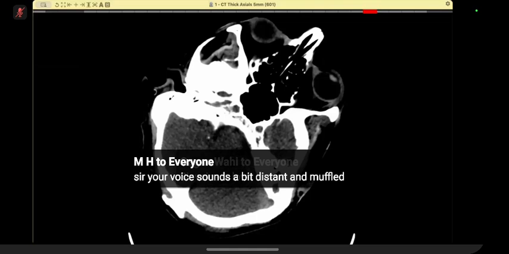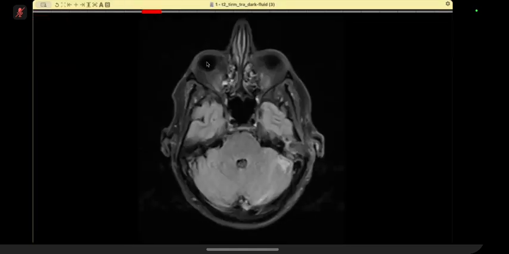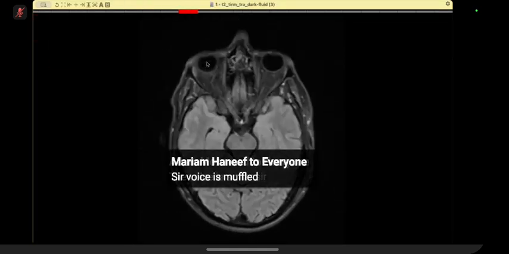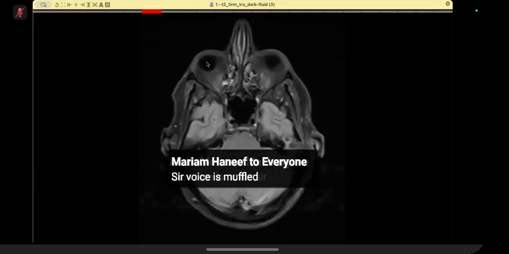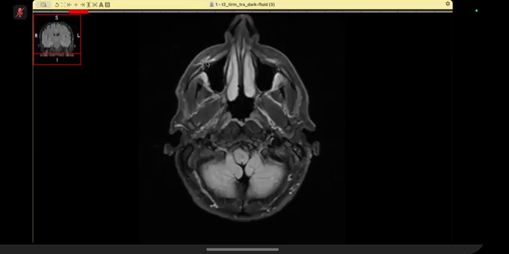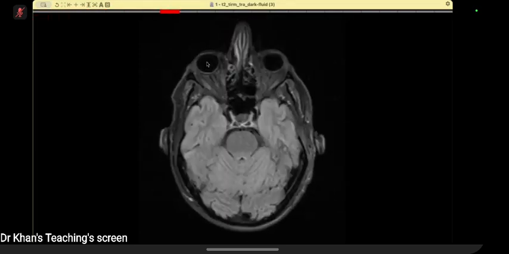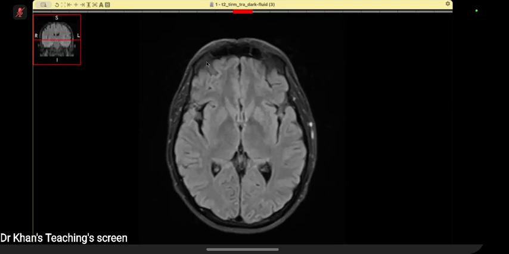Having said that, an MR was done the next day actually. These are the contrast enhanced sequences of the MR in the same patient, in which there is a hyperintensity seen posterior to the mastoid cells.